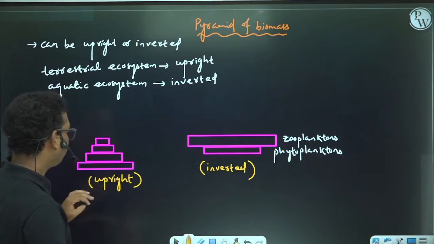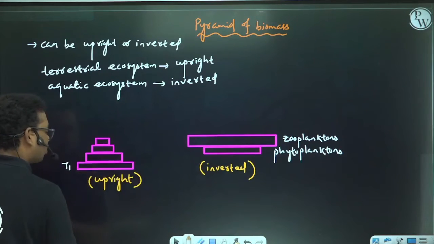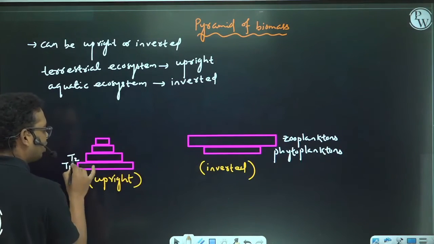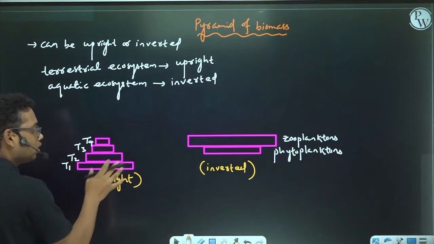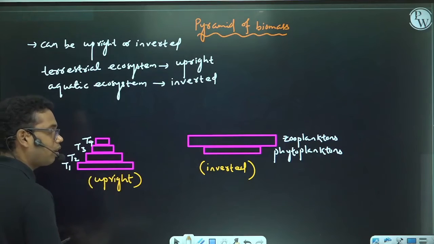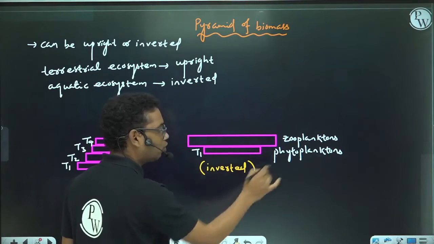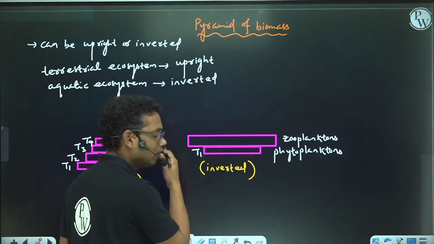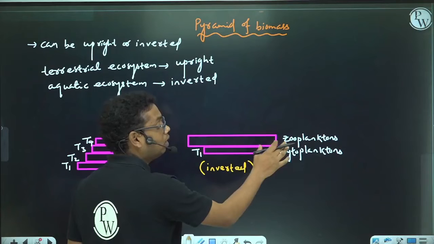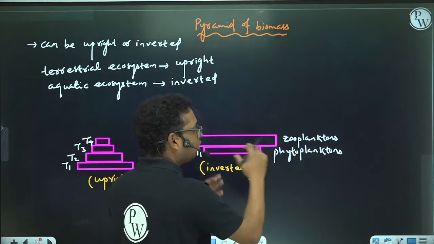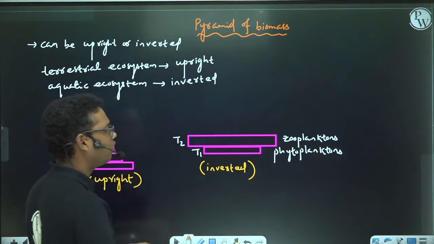Okay, so here you can see at the first trophic level, the biomass is maximum, second trophic level a little lesser, third trophic level even lesser, and fourth trophic level minimum. So this is inverted. So this is upright. Suppose at the first trophic level I'm taking phytoplanktons. Phytoplanktons have less biomass, and they're eaten by zooplanktons which have higher biomass. So this will be inverted.